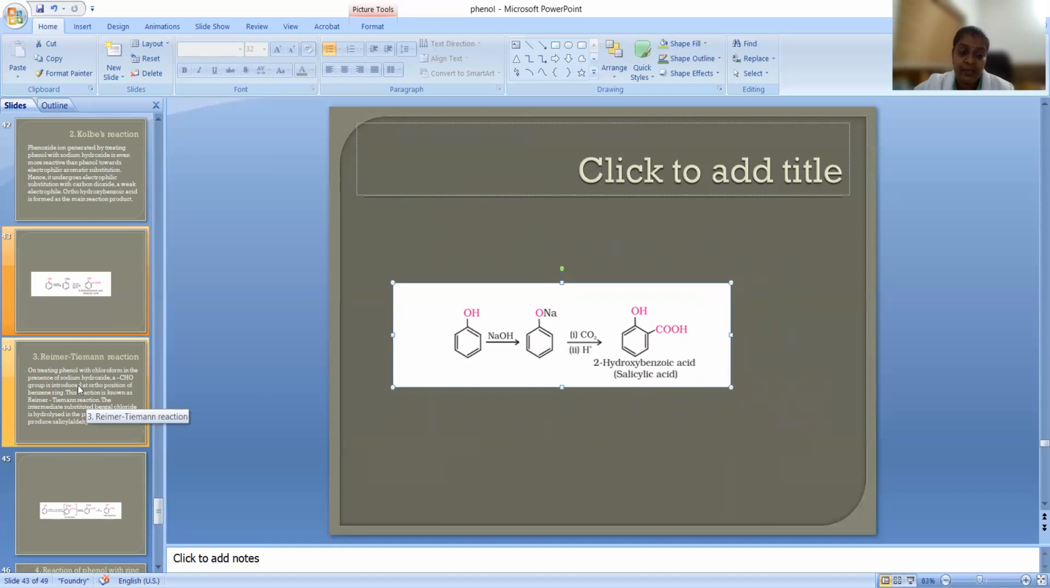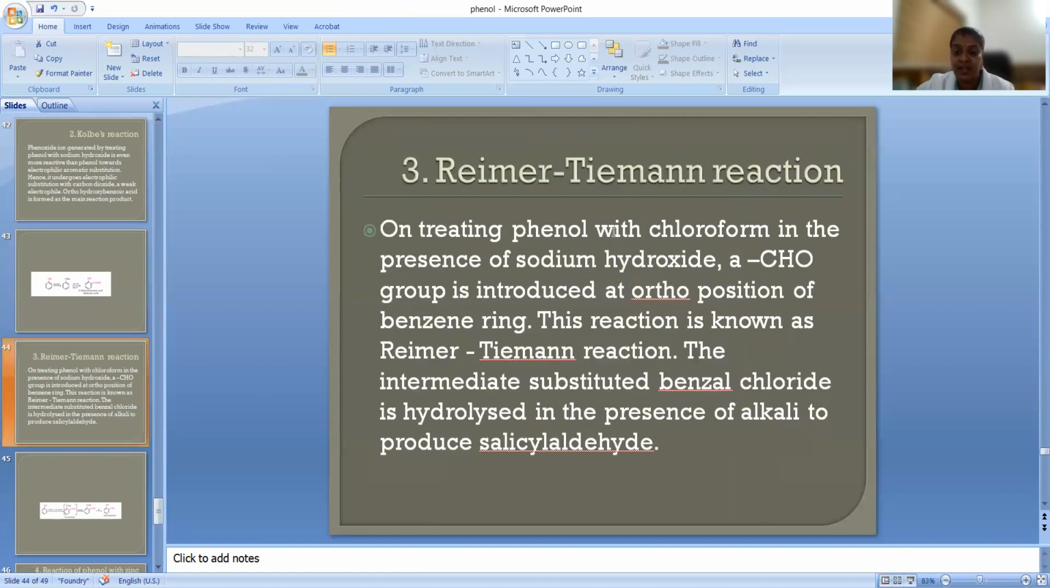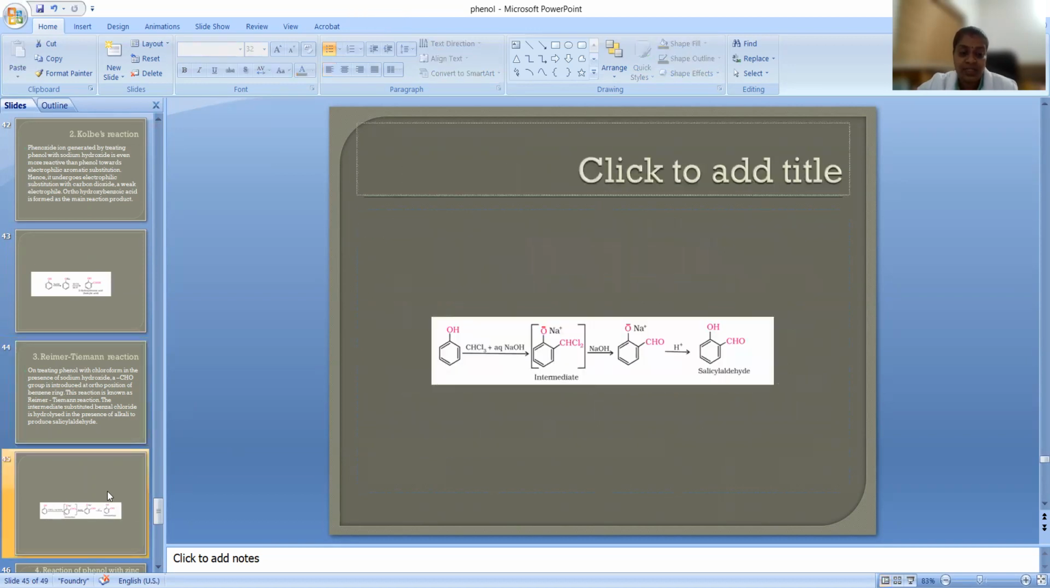Now another important reaction, Reimer-Tiemann reaction, a very important named reaction. If you treat phenol with chloroform in the presence of sodium hydroxide, a CHO group is introduced at the ortho position. This reaction is called the Reimer-Tiemann reaction. The intermediate substituted benzal chloride is hydrolyzed in the presence of alkali. We know that it will convert into the corresponding acid. Let us see.